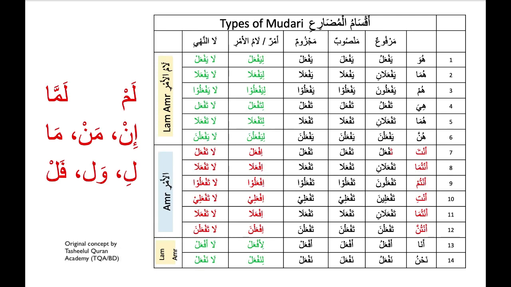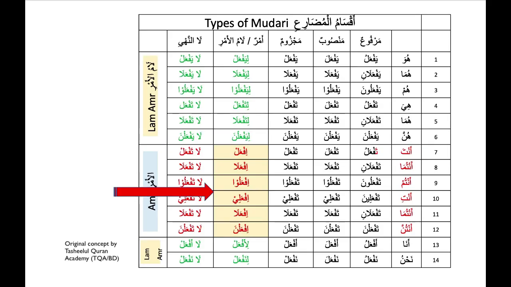We have learned how the Mudari changes from marfu into mazum when the particles or harf like lam, lamma, in, manma, li, wal, fal, they appear before the Mudari. We also learned that Mudari verb, when it changes to amr form for imperative meaning like order, request, then this also gives sukun at the end of the verb, making it mazum. Let's now look at the functionality of lamu amr.